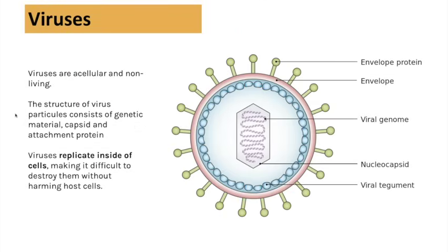Viruses are acellular and non-living. The structure of virus particles consists of genetic material, capsid and attachment proteins, which we can see over here. So we have the genetic material in the middle, we have the capsid, and then we have the attachment proteins, or here they're labelled envelope proteins. Viruses replicate inside of host cells, and that is why it's very difficult to destroy them, because you would have to destroy the host cell to be able to destroy the virus.